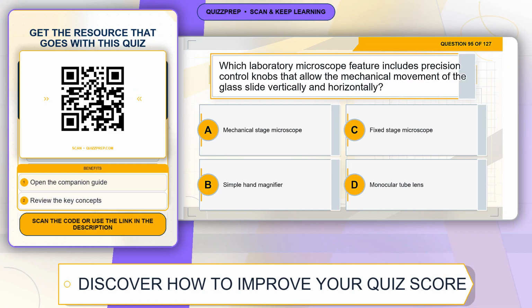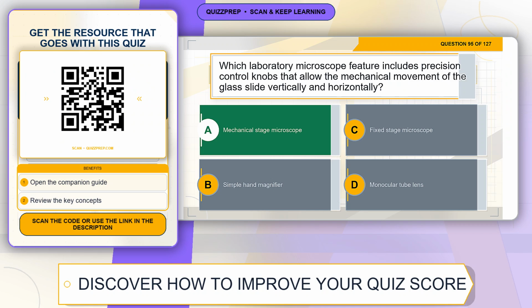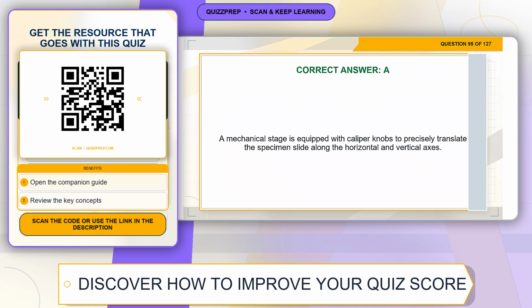Question 95. Which laboratory microscope feature includes precision control knobs that allow the mechanical movement of the glass slide vertically and horizontally? Option A, mechanical stage microscope. Option B, simple hand magnifier. Option C, fixed stage microscope. Option D, monocular tube lens. The correct answer is option A, mechanical stage microscope. Explanation. A mechanical stage is equipped with caliper knobs to precisely translate the specimen slide along the horizontal and vertical axes.